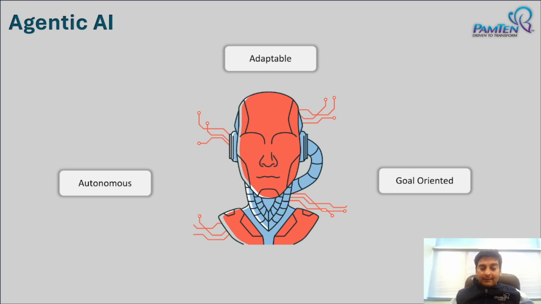So the agentic AI is autonomous. And what do I mean when I say it is autonomous? Well, it is built on top of reinforcement learning. And what happens in reinforcement learning is there is a self-feedback loop.